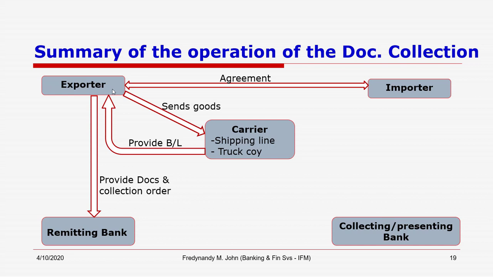The exporter will later compile all required documents as per the agreement and prepare a collection order. Once everything is in place, the exporter will provide this document to the remitting bank. The remitting bank will prepare its own collection order, include all documents that it has collected from the exporter, and forward those documents to the importer through his bank, which is the collecting bank.